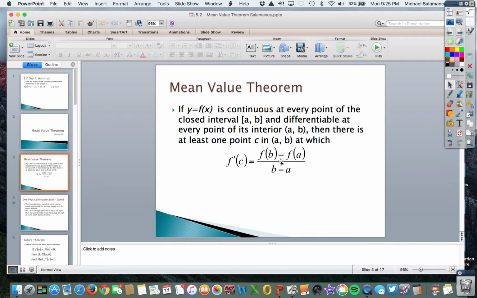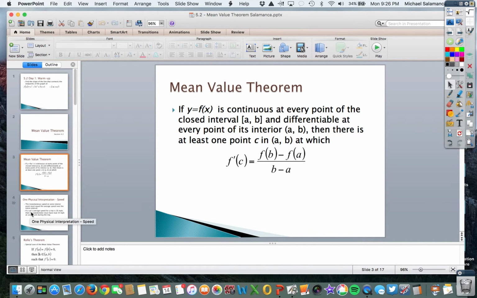So just to clarify, if we have a function that's continuous in a closed interval and it's differentiable at every point in that interior, that means it's not a cusp, vertical tangent, discontinuous, or a corner, then that means it's differentiable. And within that, it means there's a point c that lies within that boundary. That means that we could take the derivative and substitute c in, and that would be equal to the slope of 2 points in that closed boundary.